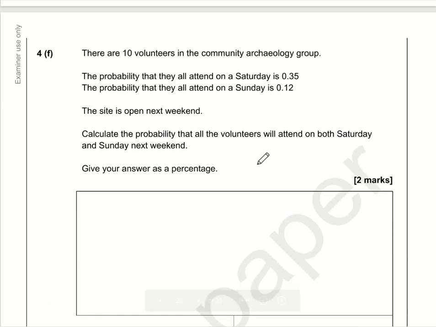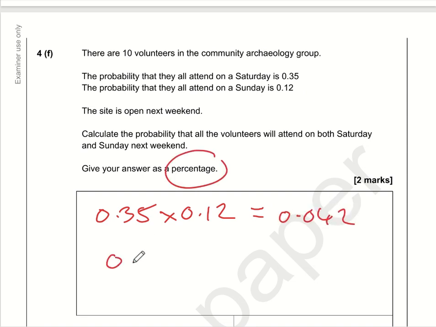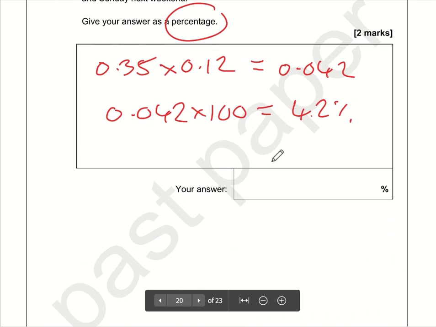Okay, for this question what we need to do is multiply the probabilities together. So it's 0.35 multiplied by 0.12. We're not adding the probabilities because that would mean that the probability of attending both days would be greater than the probability of attending on just the Saturday, which doesn't make sense. It's got to be less likely. And 0.35 times 0.12 is 0.042. We need to give the answer as a percentage, so to turn a decimal into a percentage we multiply by 100, so that is 4.2%.